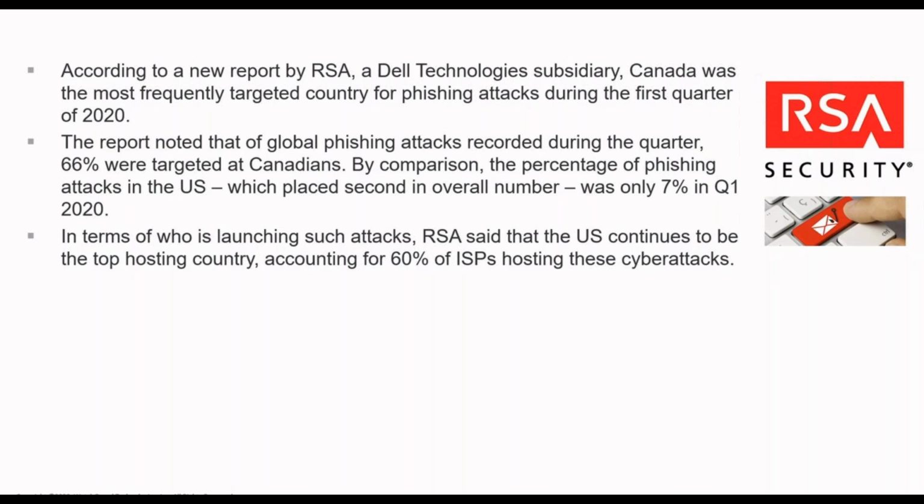And also the report noted that 66% of the targeted phishing attacks was for Canada. By comparison, the percentage of phishing attacks in the States was only 7% in Q2 2020. This is something that most people don't know, but Canada is number one on the list here for phishing attacks in 2020. In terms of who's launching these attacks, the RSA said the US continues to be the top hosting country, accounting for 60% of the ISPs hosting these cyber attacks.